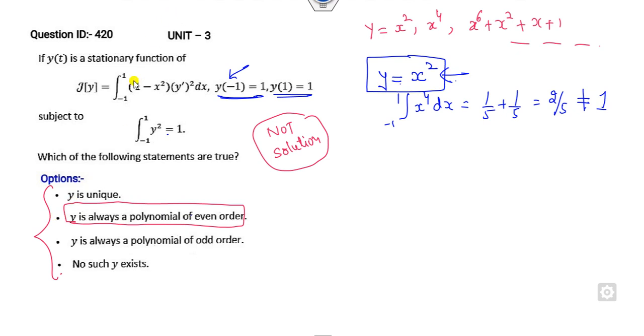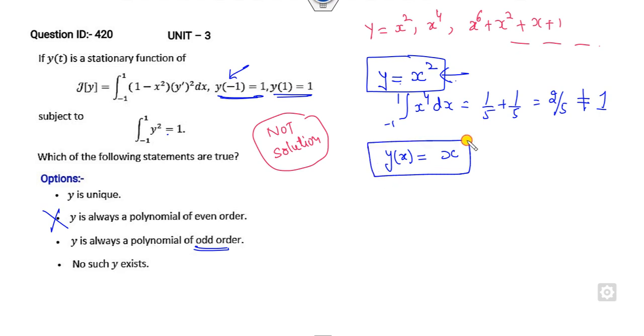So it means my second option is cancelled out. Similarly, y is always of odd degree. You can take any polynomial of odd degree, like say x. Is this condition satisfied? No. y of minus 1 is not 1, so this is also cancelled out.